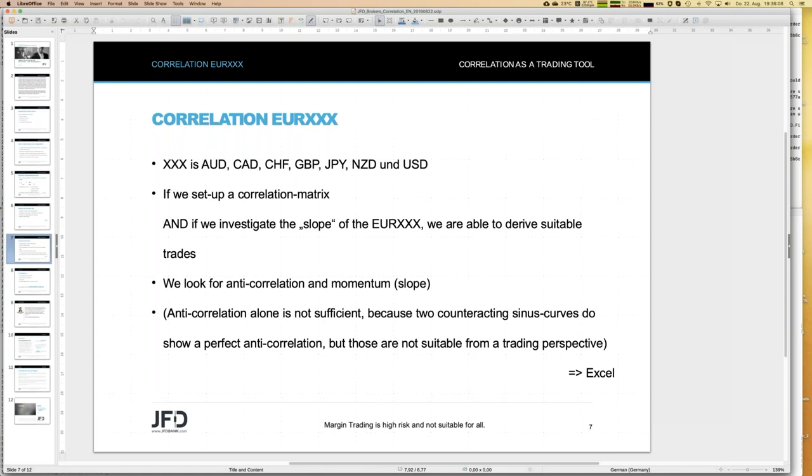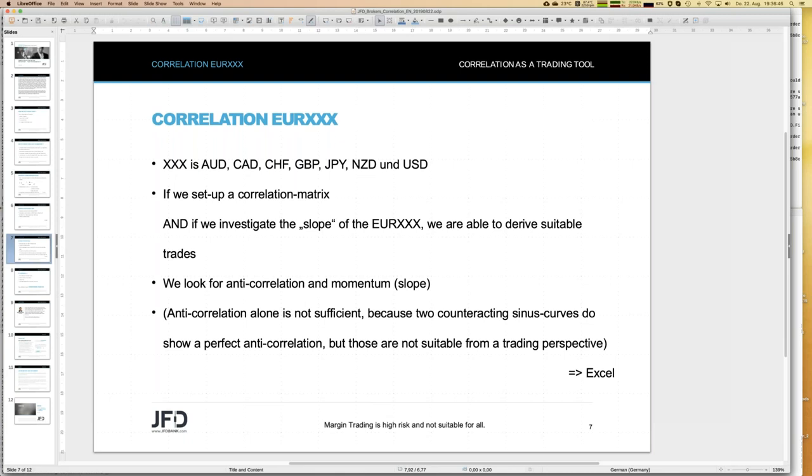And the ideal constellation is one is positive and one is negative, and hopefully with high numbers. Then the best trade ever you can do if you are a trend trader would be a trade on Australian dollar, Canadian dollar. The reason? Highly anticorrelated markets, Euro, Australian dollar, Euro, Canadian dollar. And if we have a slope as well, then there's a quite good trend. That's all.